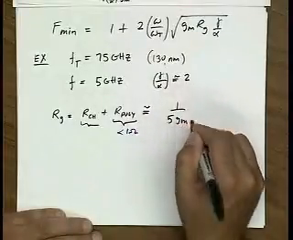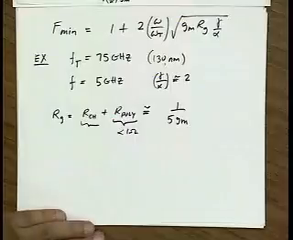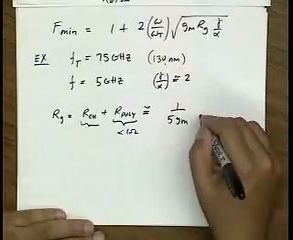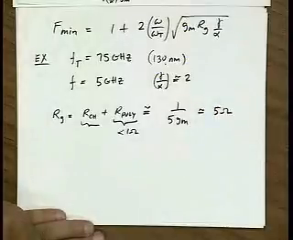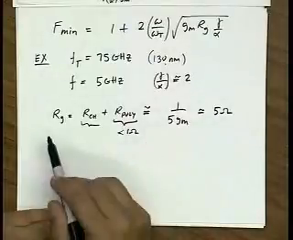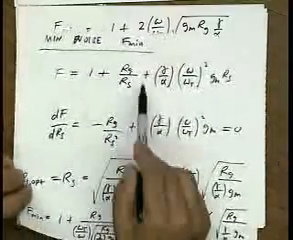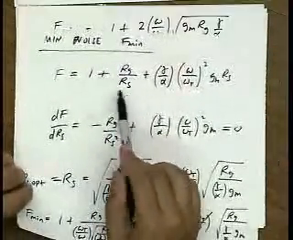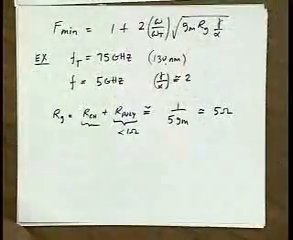The channel resistance, though, depends on how I bias my device. It's 1 over 5 GM. Let me just say I'd like this term to be about 5 ohms. I just picked 5 ohms. I want it to be smaller than RS because if I go back to the original equation for F, this term contributes to the noise figure as RG over RS. So at 5 ohms, it's 10 times smaller than RS, so it should contribute very little to the noise figure.